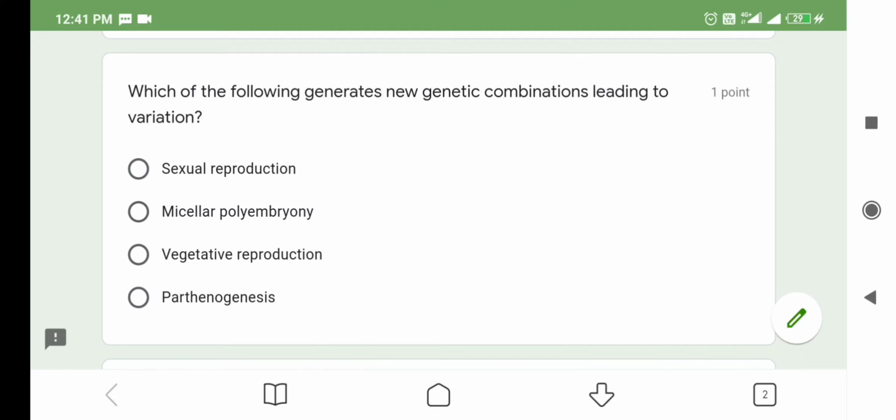In sexual reproduction only, the characteristics of both the parents, I mean male and female, pass on to the offspring. So, new genetic combinations are generated and it leads to variations. So, among all these four, sexual reproduction is the correct answer.